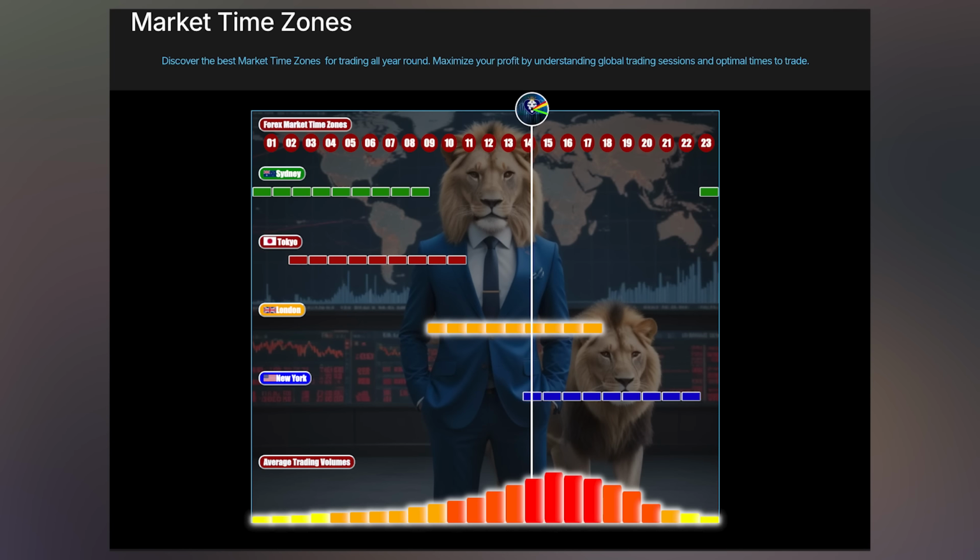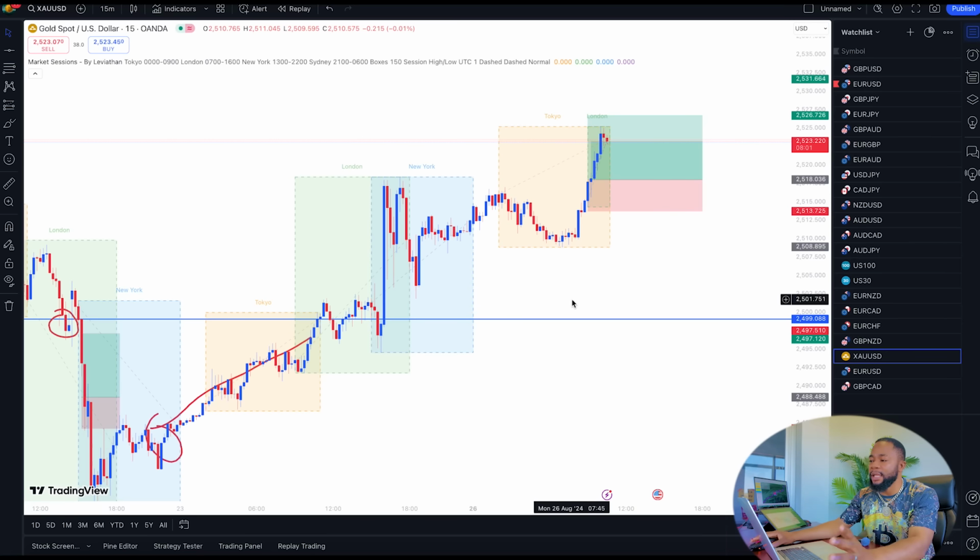But you don't need to crack your head trying to imagine when the London session or the New York session is opening, because there's a tool that's going to help you calculate that. So just go on your TradingView, go on indicators and put in this tool right here. It's called Market Sessions by Leviathan. This free indicator is going to show you all the market sessions.